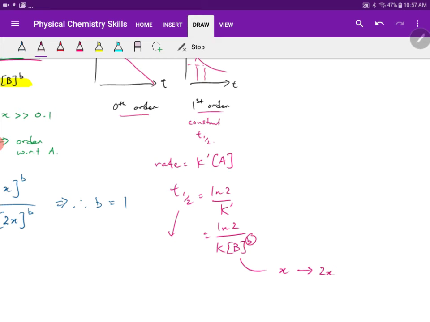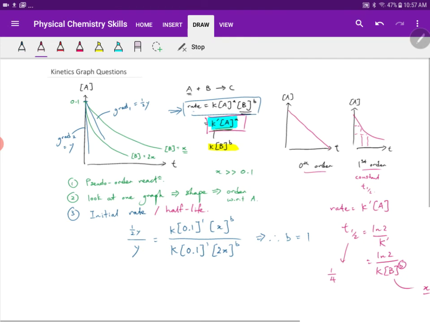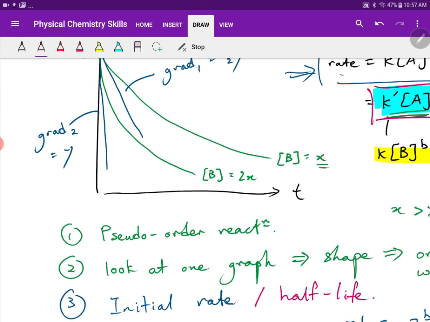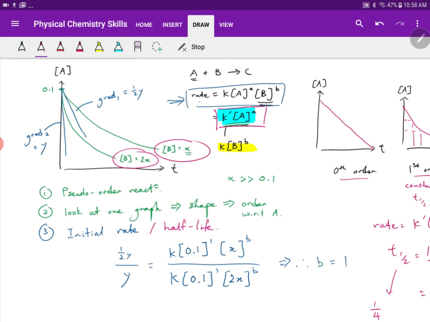Whereas in another situation, if x becomes 2x and I realize that my half-life has multiplied by 1/4, then it will be second order with respect to B. So usually if B is a catalyst, we will have to do separate experiments where we vary the concentration of B itself so that we will be able to get the answer.